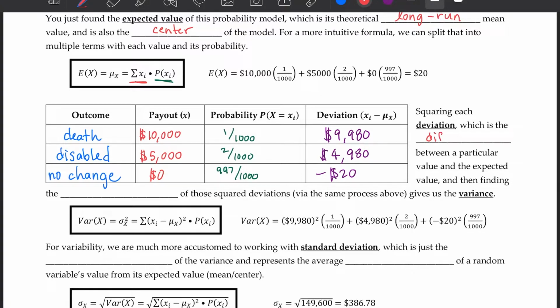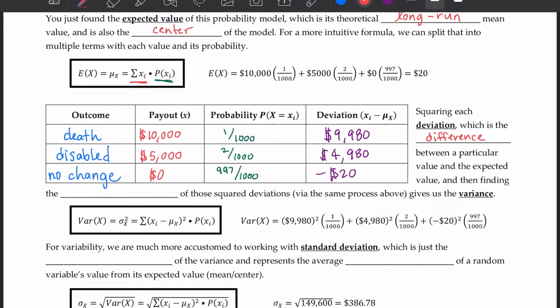Why are we going to square them? Well, deviation is going to be the difference between a particular value and the expected value. That's what deviation is, sorry. Why are we going to square them? Well, that's going to start getting us towards using these deviations to find our standard deviation. But we have a baby step in between.